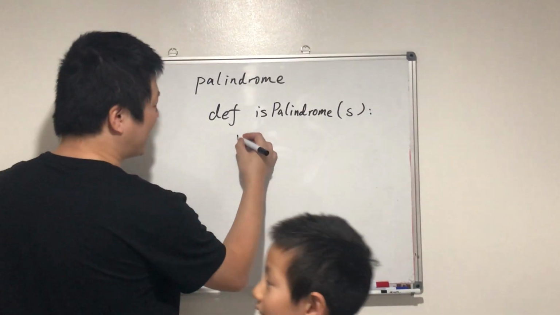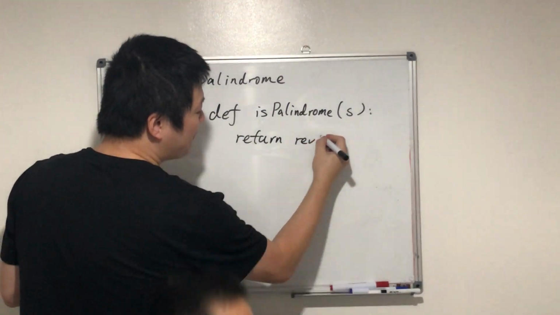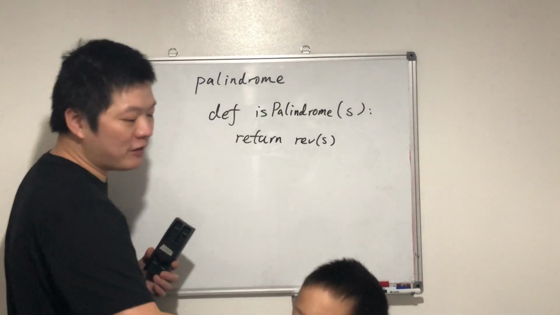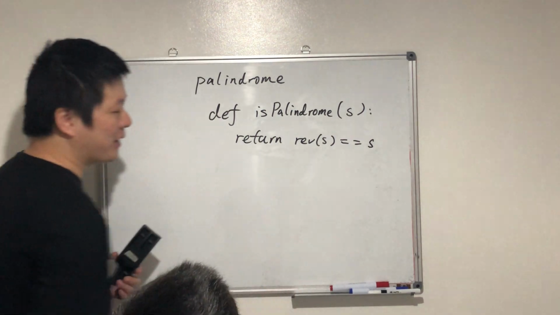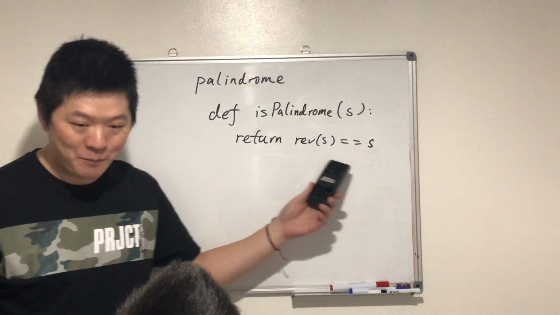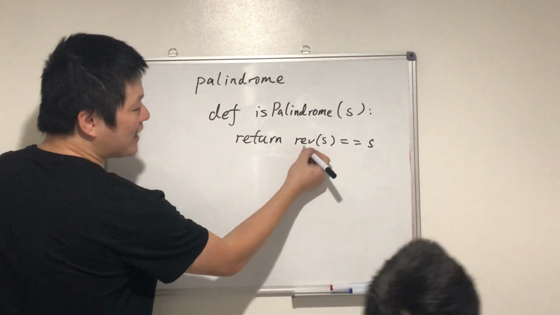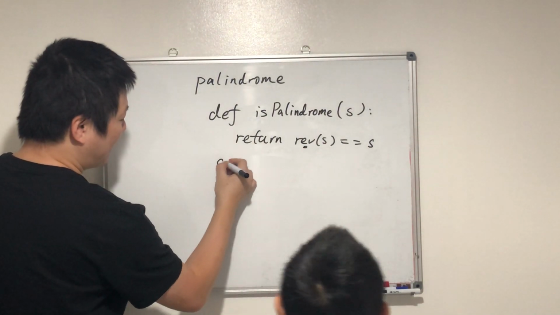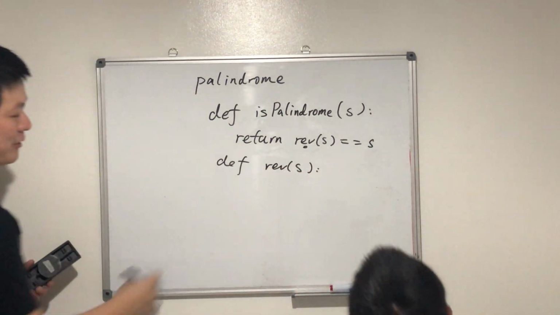So how do we write it? We can do this: return the reverse of this string if it's the same as the input. That's one line of code. Then you need to define this reverse function. You can define another function, reverse, to reverse it. So how do we reverse it?